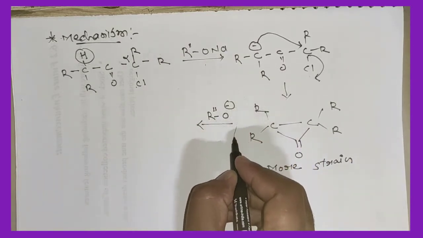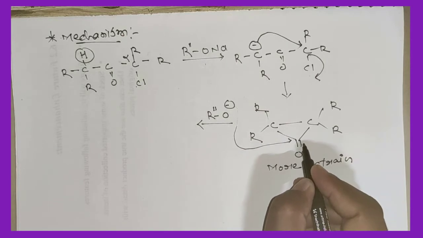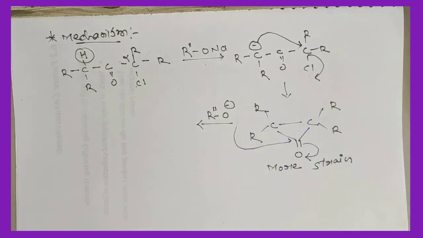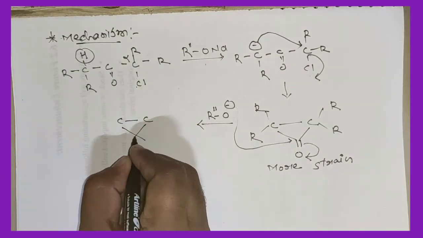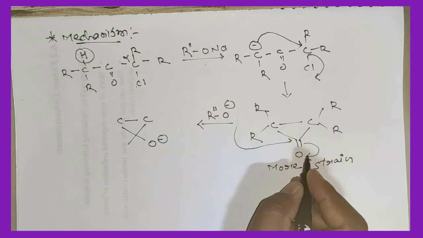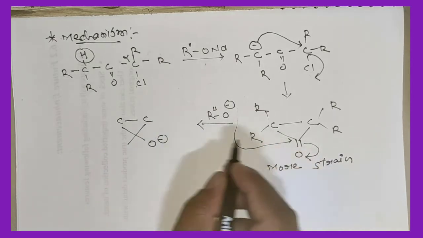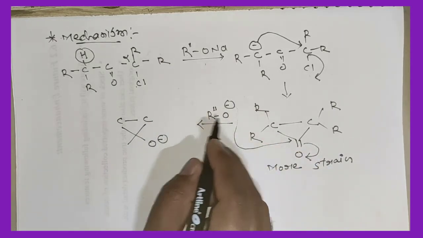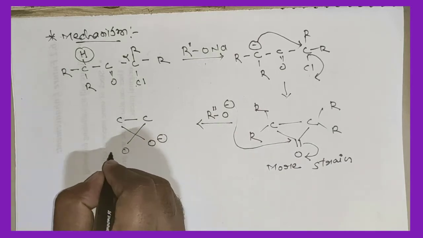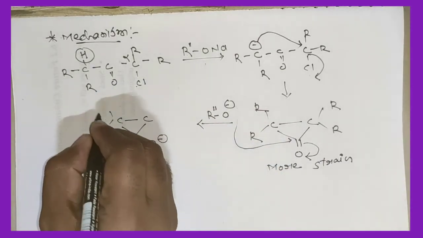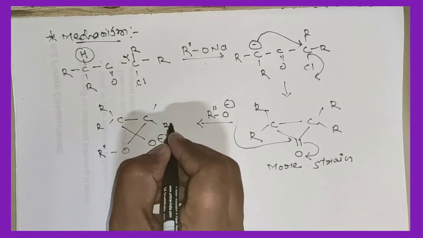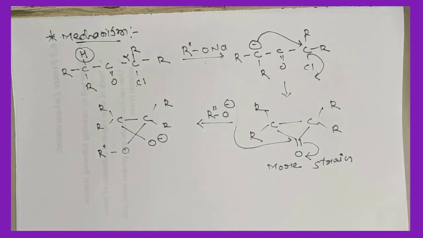So this negative charge attacks this carbonyl carbon, and now this oxygen attracts the bonding electron pair. So the intermediate is here O minus. Why? It attracts the bonding electron pair. Addition of OR double dash minus. This carbon is attached with the 2 R group. This carbon is also attached with the 2 R group, right?